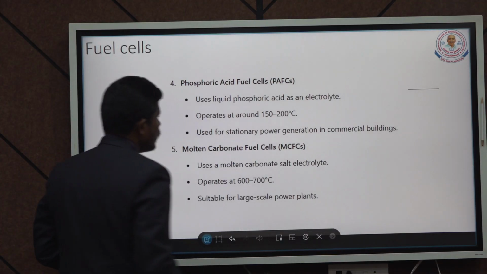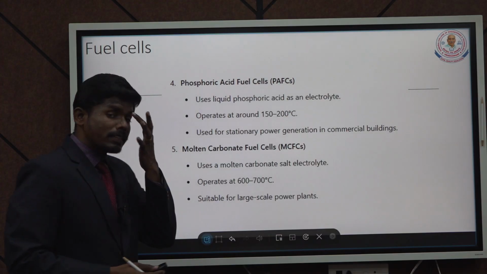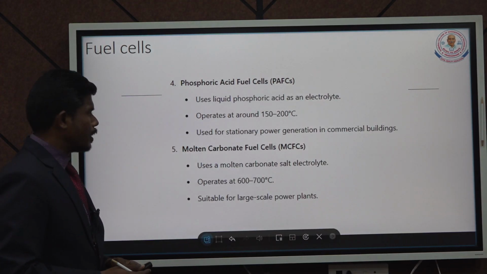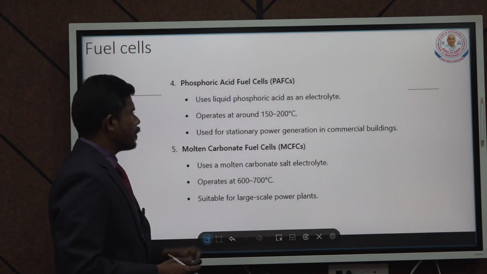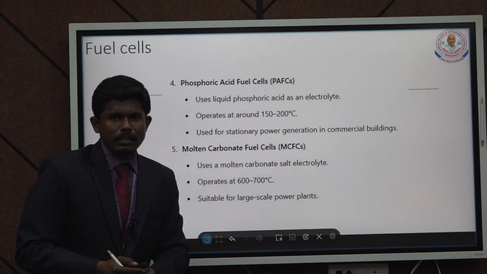And then the next one is phosphoric acid fuel cells. This utilization is less when compared to the proton exchange membrane, but it can also be used as an alternative. It uses liquid phosphoric acid as an electrolyte. The operating range is limited to around 150 to 200 degrees Celsius.